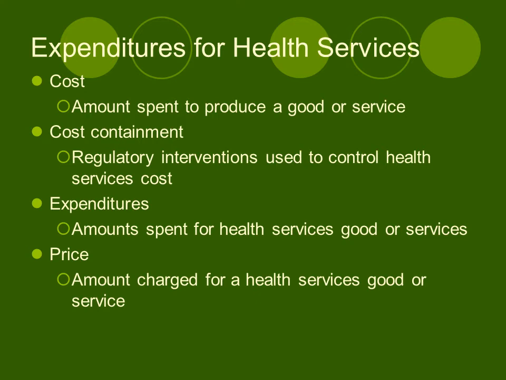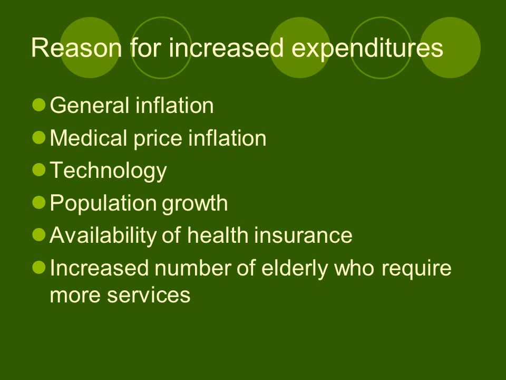So we start first with talking about some different terms as they apply to expenditures for health services. One being cost, and I have the definition there on the slide for you: what we spend to produce a good or service. Cost containment is what we use to help control health services. Expenditures is the amount spent for health services, goods or services. And pricing is the amount that's been charged for those services.